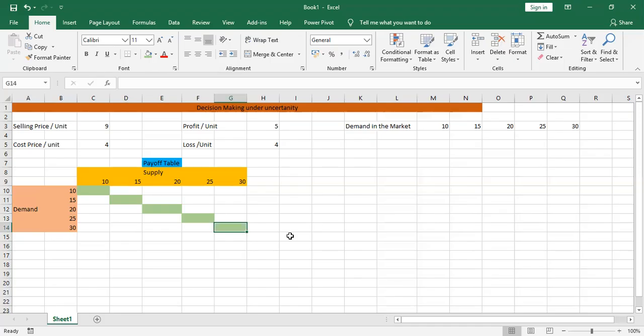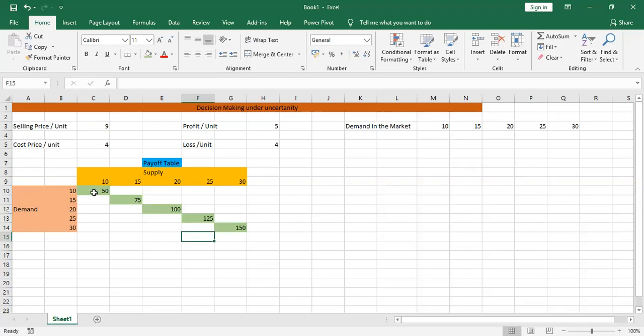When demand and supply both are equal, you just multiply that demand and supply by 5, that is profit rupees. So 10 into 5 is 50. 15 into 5 is what? 75. 20 into 5 is what? 100. 25 into 5 is what? 125. And 30 into 5 is what? 150. Right?